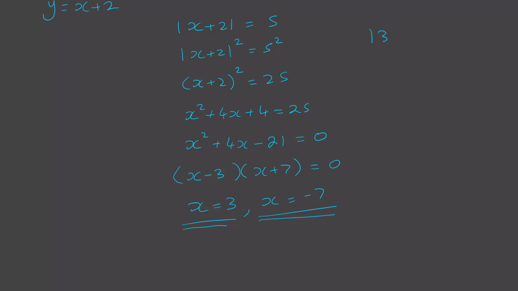You do mod of 3 plus 2, that is indeed 5. Mod of -7 add 2 is the modulus of -5, which is 5. So both of these solutions are fine.